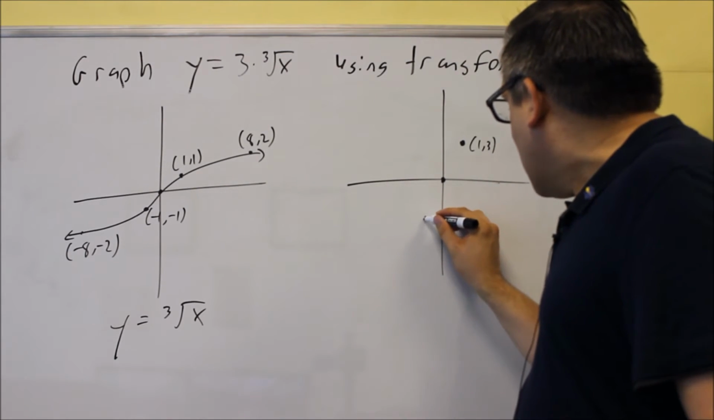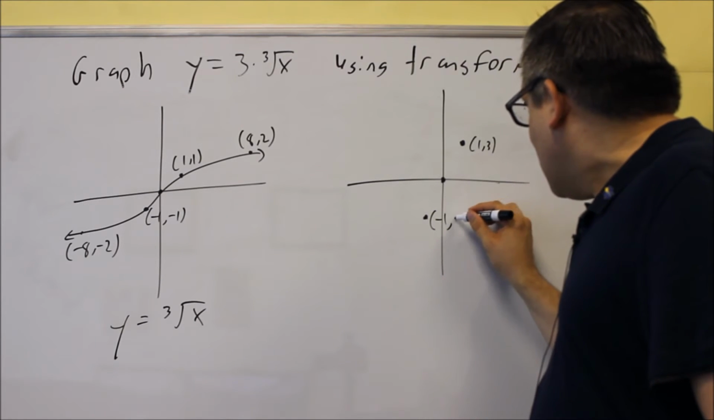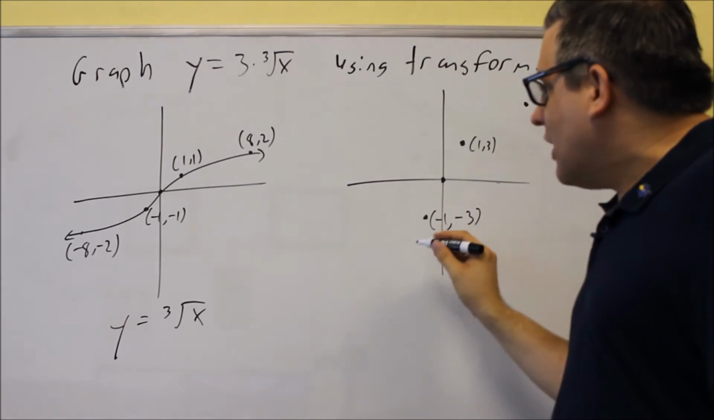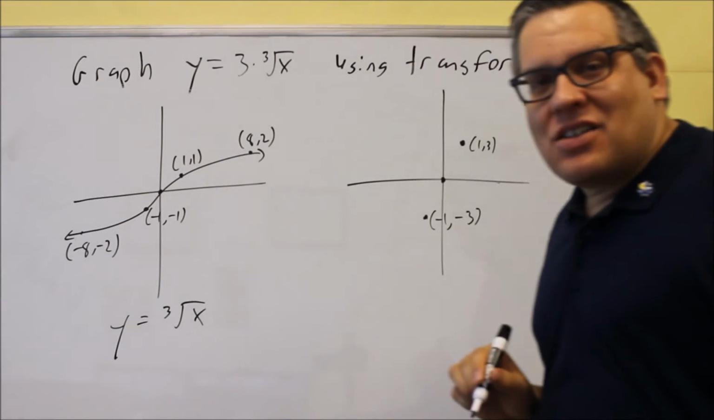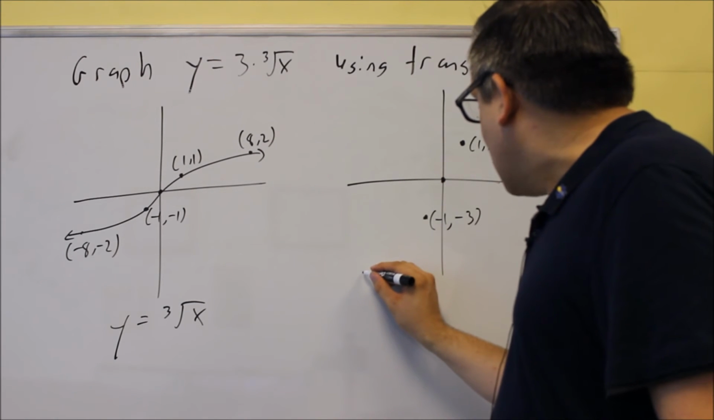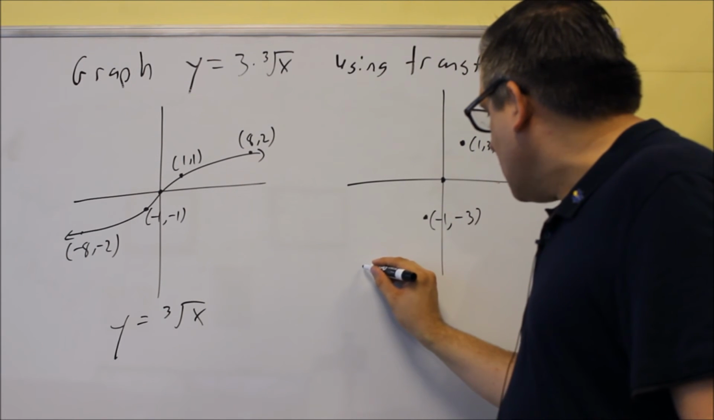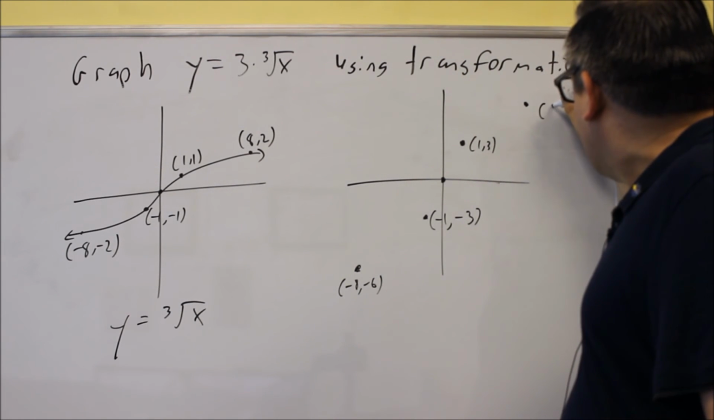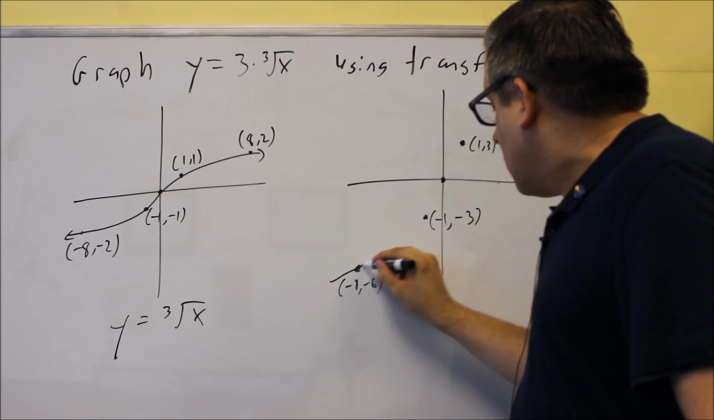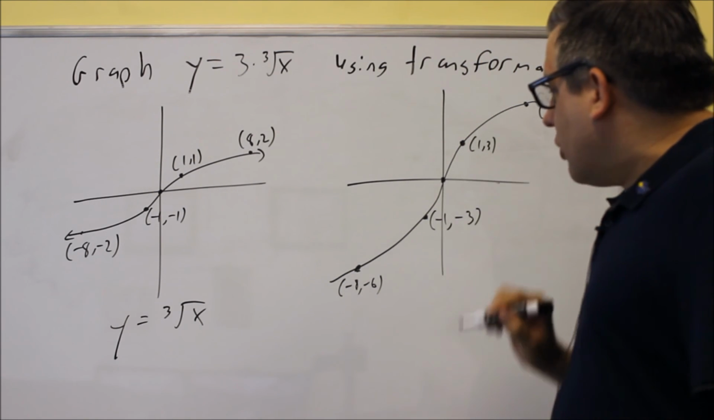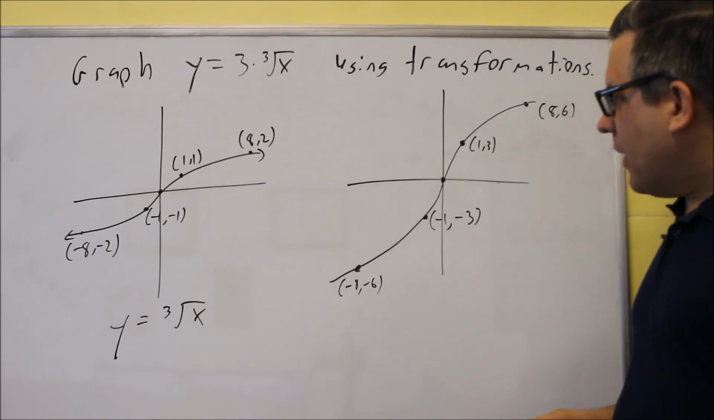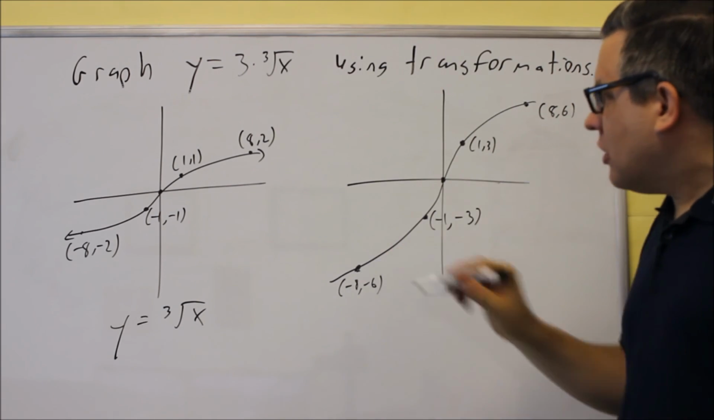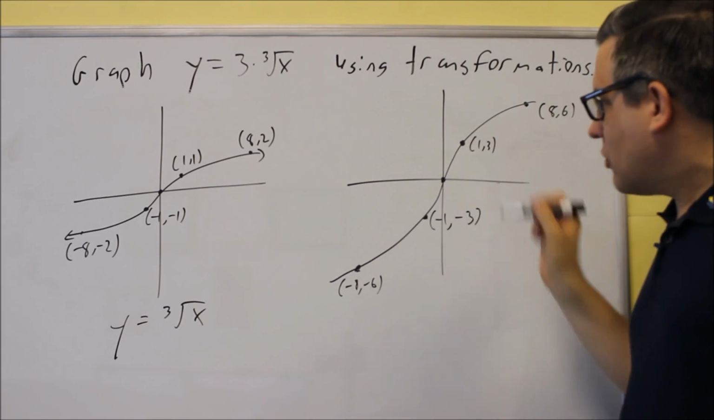Down here, this is going to be at (-1, -3), because we're multiplying this -1 by 3. And then the other one is (-8, -6). So that's going to be down here. Okay, so that's (-8, -6). And this is going to be (8, 6). So notice what's happening in the graph. There's that one. And what we're doing is taking the graph and stretching it out. So there you can see what that number in front actually does. So this would be your final graph.